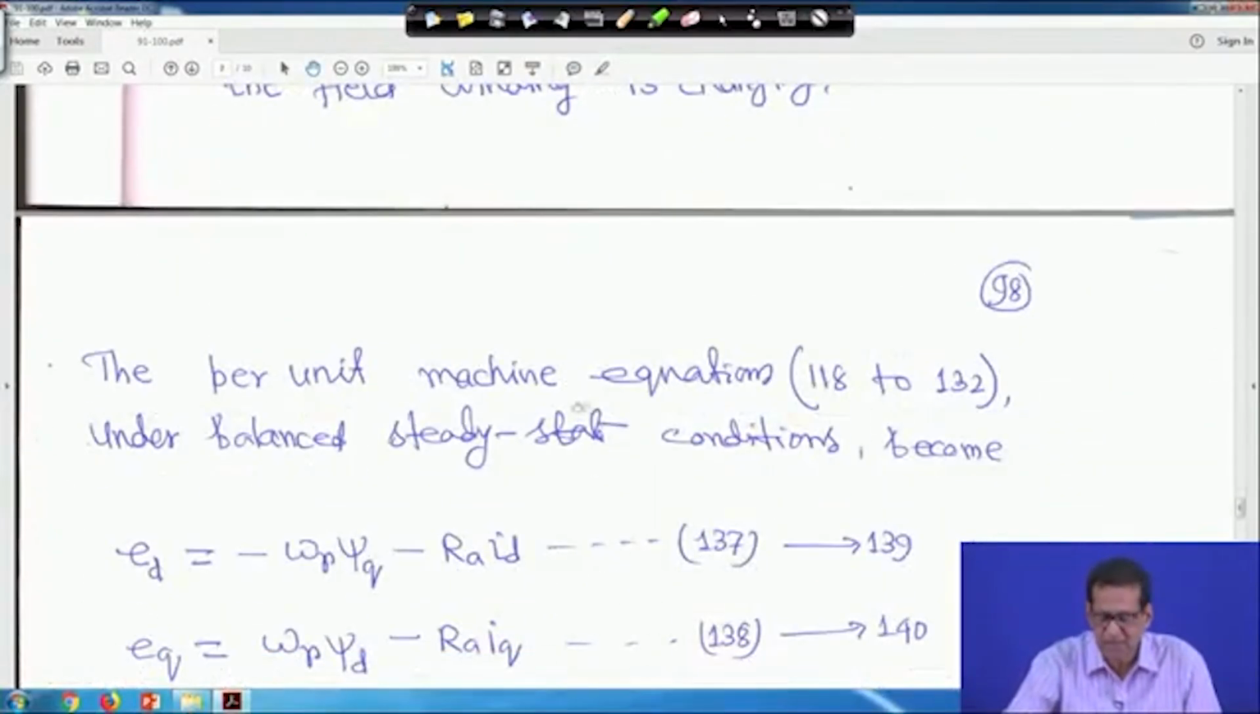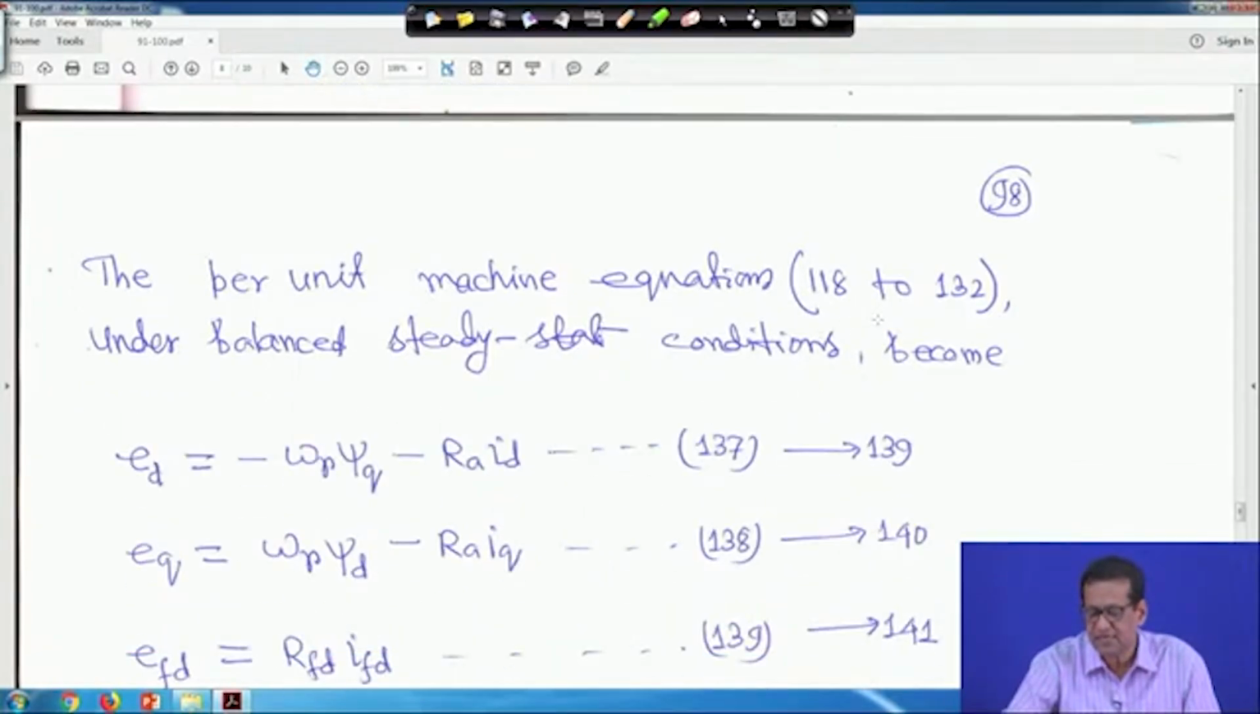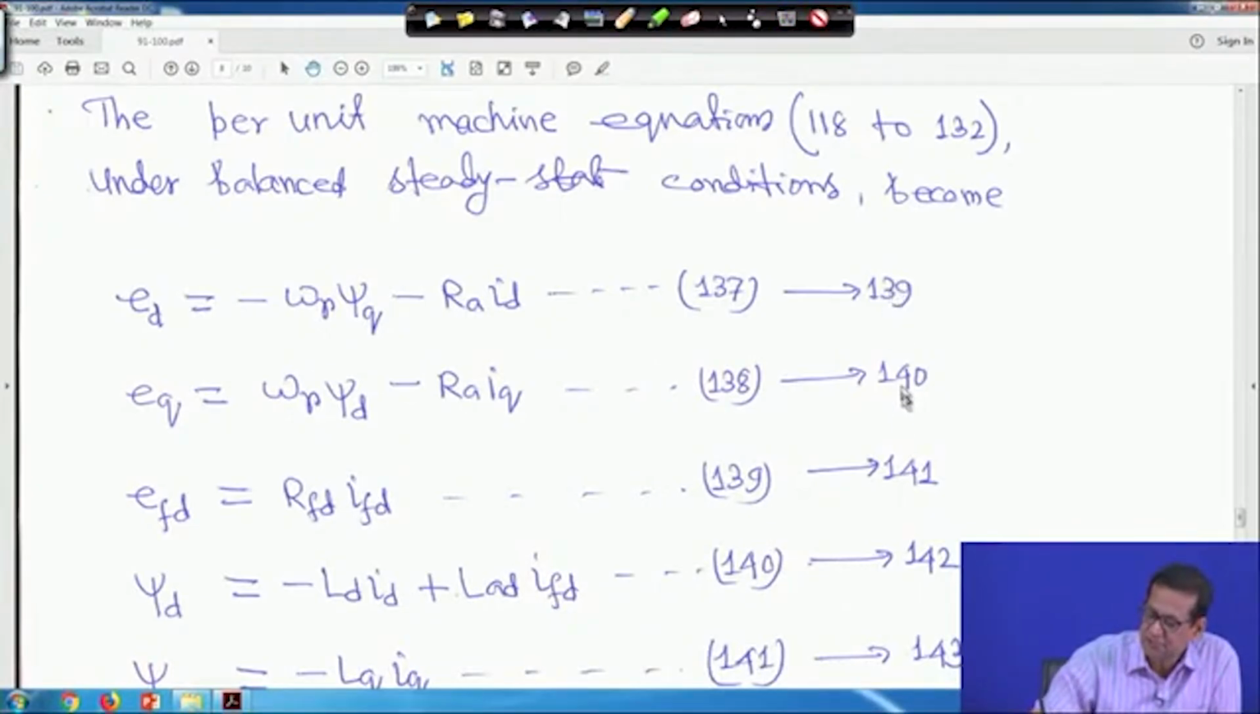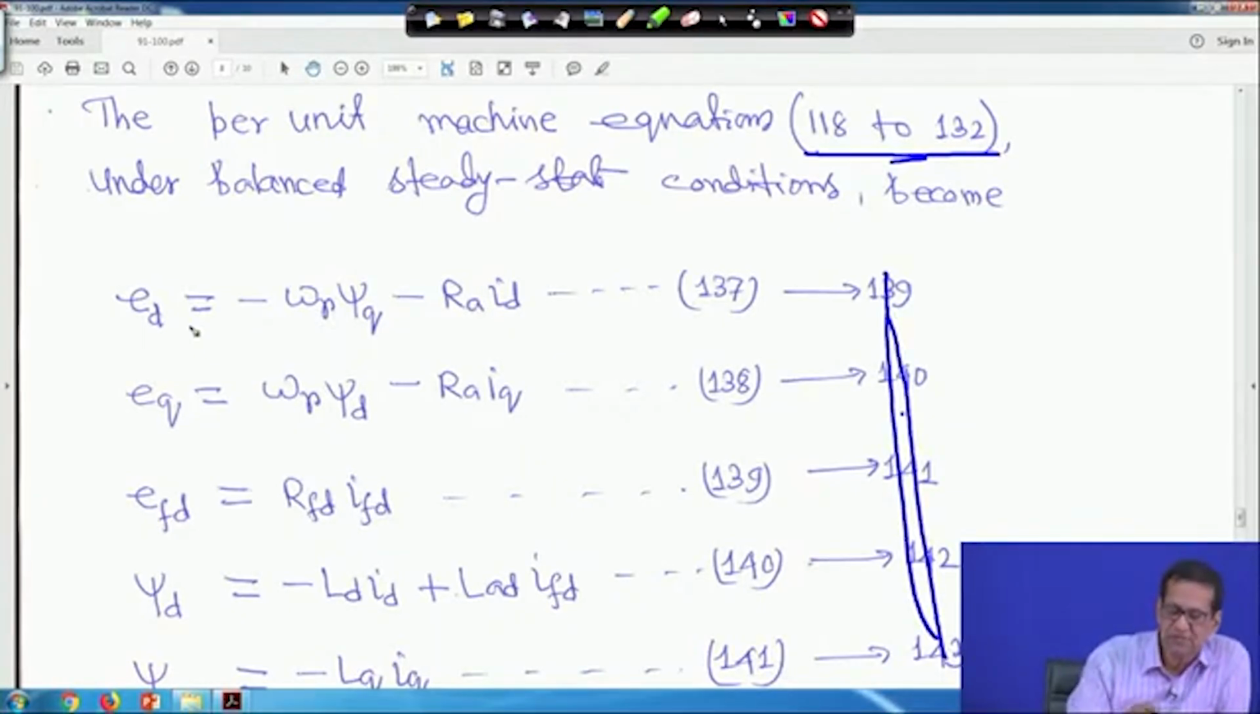That means the per unit machine equations, from 118 to 132, under balanced steady state condition become like this. In all these cases the p psi terms you drop, and rewrite those equations. So ed will become minus omega r psi q minus ra id. All these things are in per unit. So this is equation 137.